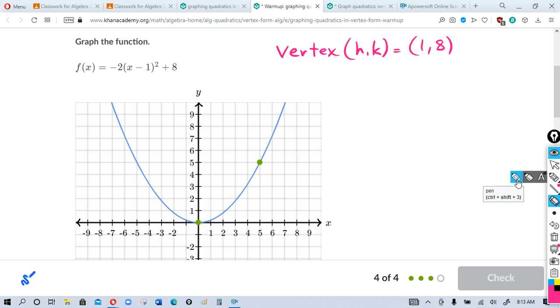I'm going to plug in x equals 0. That's the easiest way I know how to do it, like we just did. Plug in x equals 0. And if you do that, we have negative 2 times 0 minus 1. Okay, 0 minus 1 is negative 1. And if you square negative 1, that's positive 1. Negative 1 times negative 1 is positive 1. And then we have a positive 8 on the end. So negative 2 times 1 is negative 2, plus 8 is going to be 6. So at x equals 0, y equals 6.